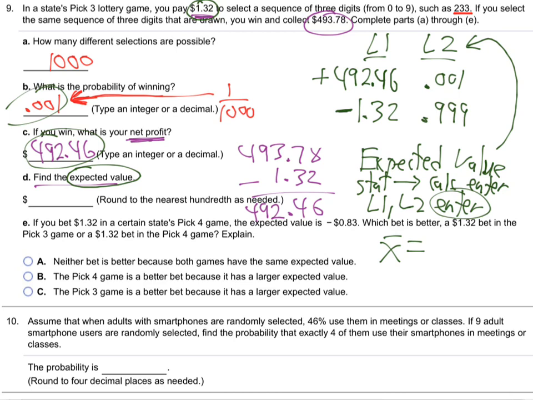I'm getting negative 0.826. All right, let me help. Let me write a little bit more about what it is I'm doing.